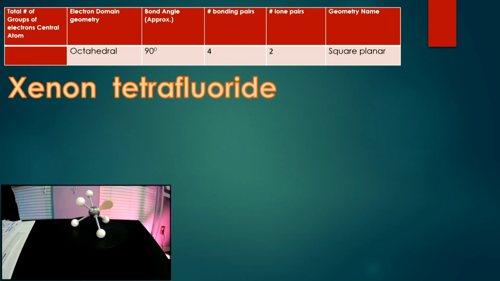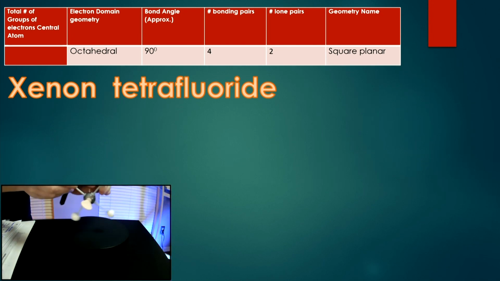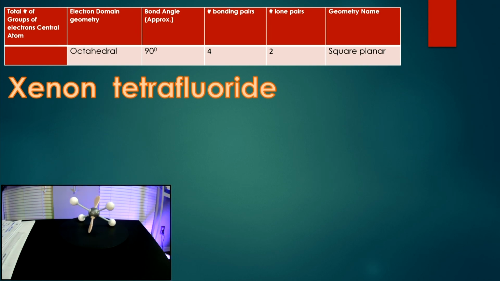And finally, we have xenon tetrafluoride. So xenon tetrafluoride, we have 4 bonding pairs and we have 2 lone pairs. And our shape is square planar. So again, all of our outer atoms are in the same plane. And our lone pairs, we'll fill those in. So we have a total of 6. And we have xenon tetrafluoride, so it will be AX4E2.